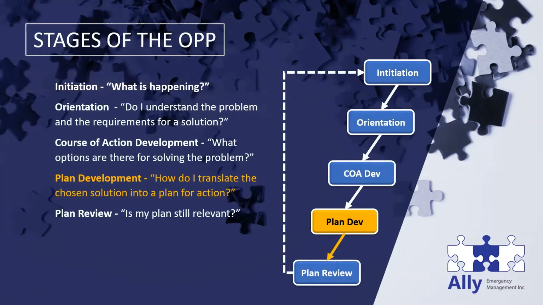The next stage is plan development. How do I translate the chosen solution into a plan for action? It begins with the decision as to which course of action you're going to choose, and it's going to be developed into a plan for final execution. One of the best ways to develop this plan, as with one of the best ways to pick the best COA, is to wargame it.